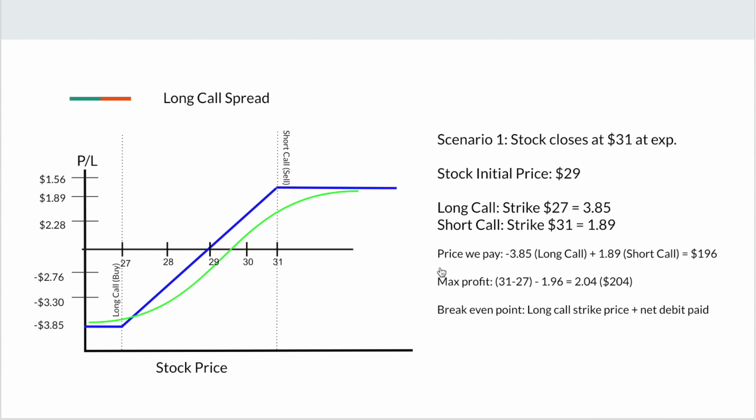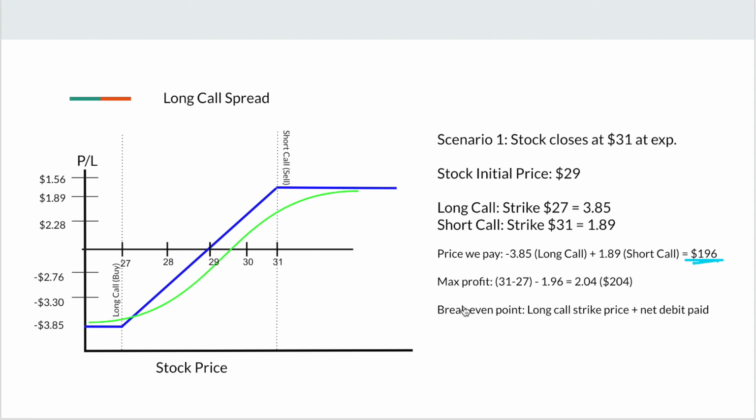So that leaves us with two questions: what is our max loss, and what is our max profit? Our max loss is the price that we paid initially, so it's the 3.85 minus the 1.89. Let's say the stock doesn't end up closing near that high and it actually goes down. Then we end up losing $196 if the stock closes below that strike price. So that would be our max loss.